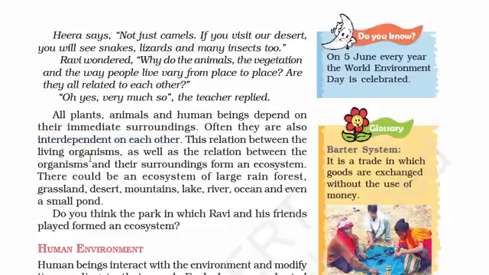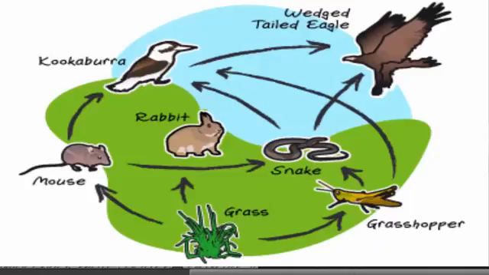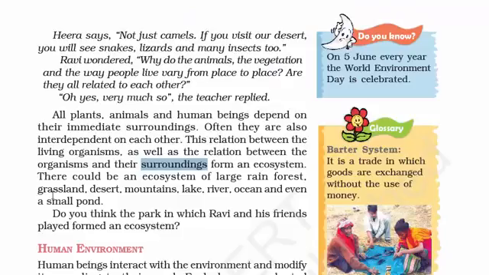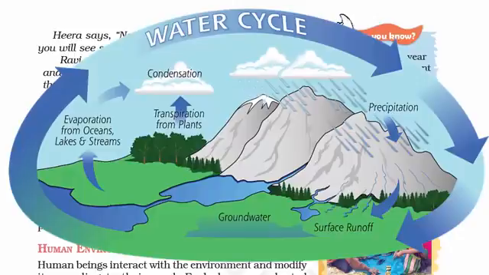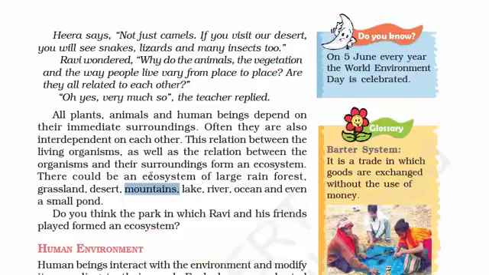This relation between the living organism as well as the relation between the organisms and their surrounding form an ecosystem. I'll give you a very brief example. In this picture you can see how the organisms are dependent on each other for food. So this is what is an ecosystem. So everything has an ecosystem. It can be of rainforest, grassland, desert, mountain, lake, river, how river flows from mountain and goes into the ocean, and then through the cycle of evaporation again it falls back and comes back as a river. So this is the entire meaning of ecosystem, how it exists.